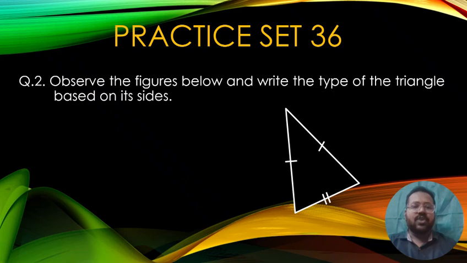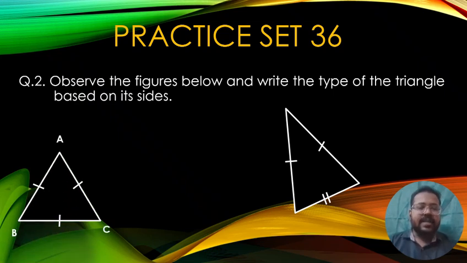So here is a test for you, from practice set 36, question number 2. Observe the figures below and write the type of the triangle. Here is the first triangle, that is triangle ABC. I want to address a little thing in this question. You can observe a small single dash on each side of triangle ABC. This indicates that the measures of all the three sides of triangle ABC are equal, and hence it is an equilateral triangle.